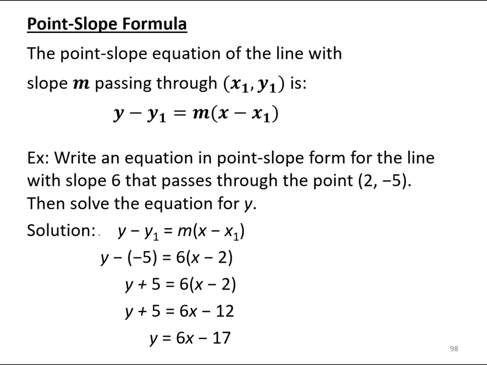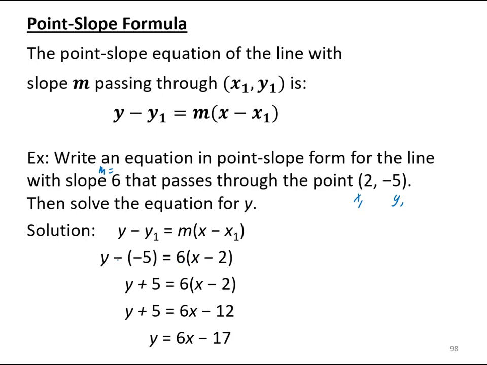In this solution we have y minus y1 equals m times (x minus x1). That is just the point-slope formula. We will substitute in our values of x1, which equals 2, and y1, which equals negative 5. And the slope is 6, so we'll substitute 6 for m. So this results in y minus negative 5 equals 6 times (x minus 2).